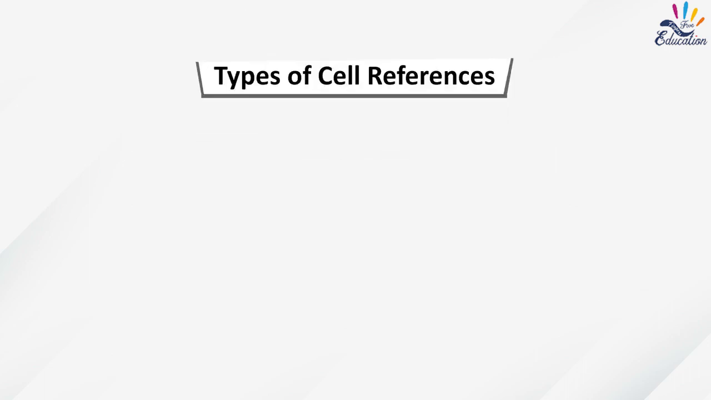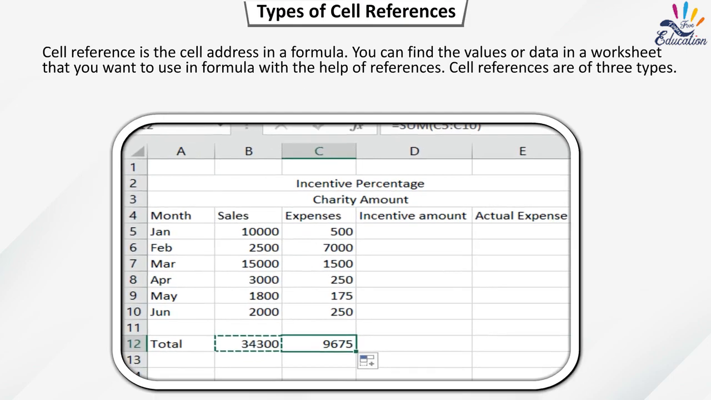Types of cell references. A cell reference is the cell address in a formula. You can find the values or data in a worksheet that you want to use in a formula with the help of references. Cell references are of three types.